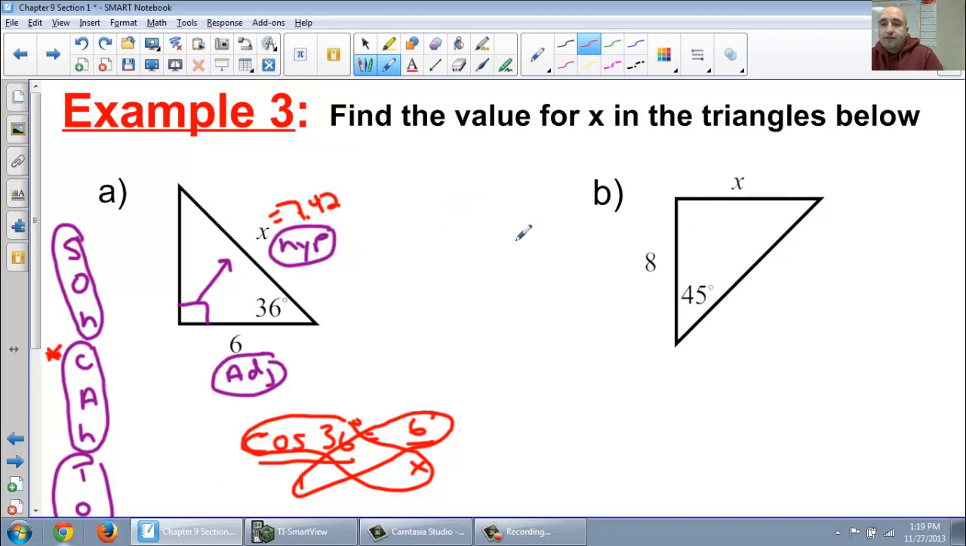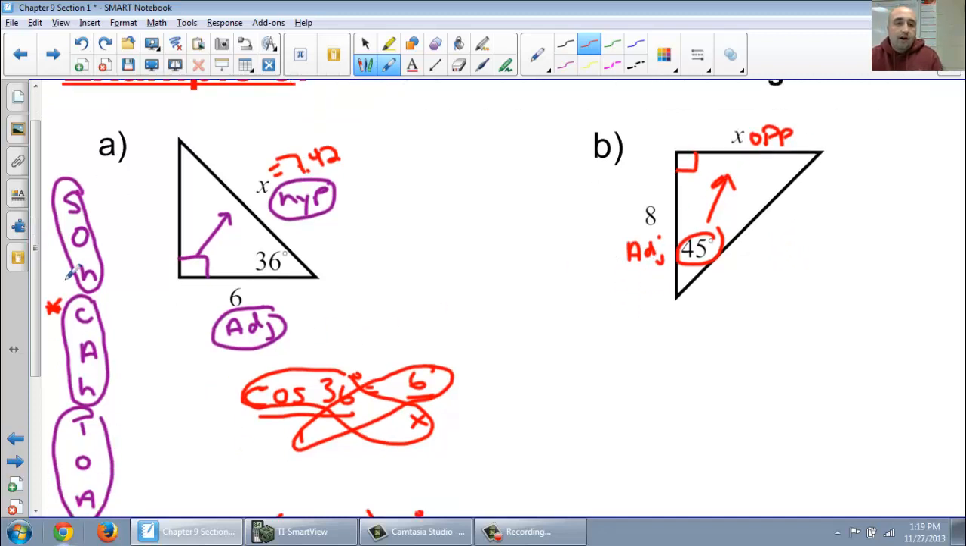Let's now do the same thing for the second one. Our theta is 45 degrees. Across from theta is the opposite. Touching theta is always the adjacent. Make sure you write in here's your right angle. So the side we don't have is the hypotenuse. I'm not worried about that side. I'm only worried about the 2 that they give you, so adjacent and opposite. Back to SOHCAHTOA.